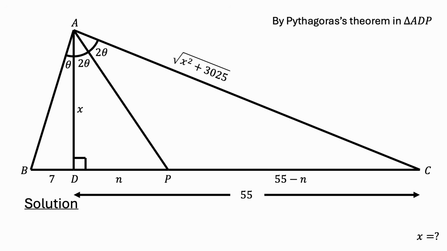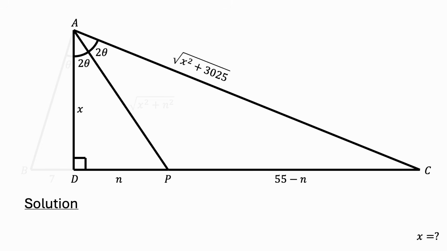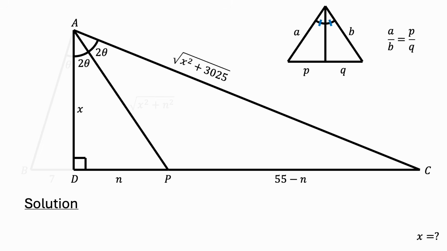Similarly, by Pythagoras theorem in right triangle ADP, AP squared equals AD squared plus DP squared, or AP squared equals X squared plus N squared. Therefore, AP equals square root X squared plus N squared. Next, consider triangle ADC and angle bisector AP. Since angle PAD equals angle CAP equals 2 theta, let us apply the angle bisector theorem. Given a triangle with these dimensions, the theorem tells us that A over B equals P over Q.